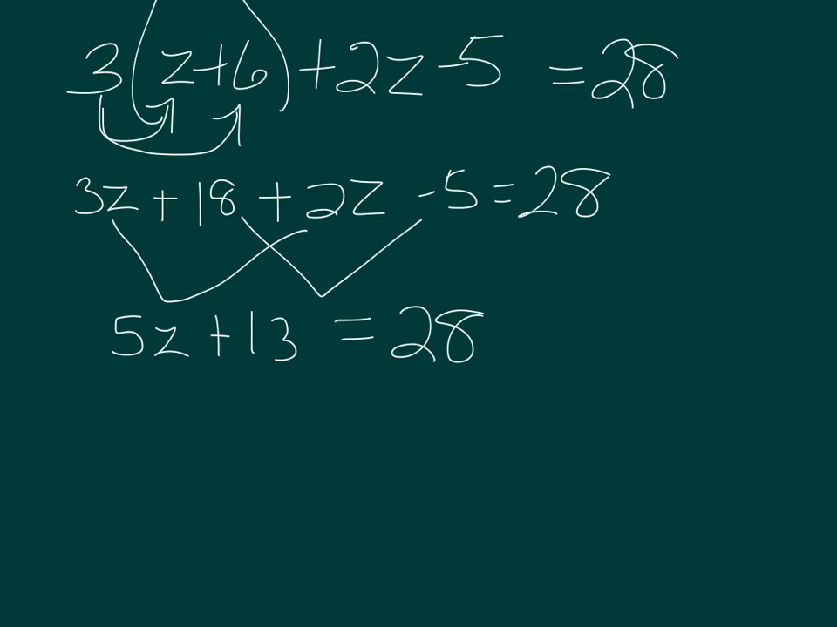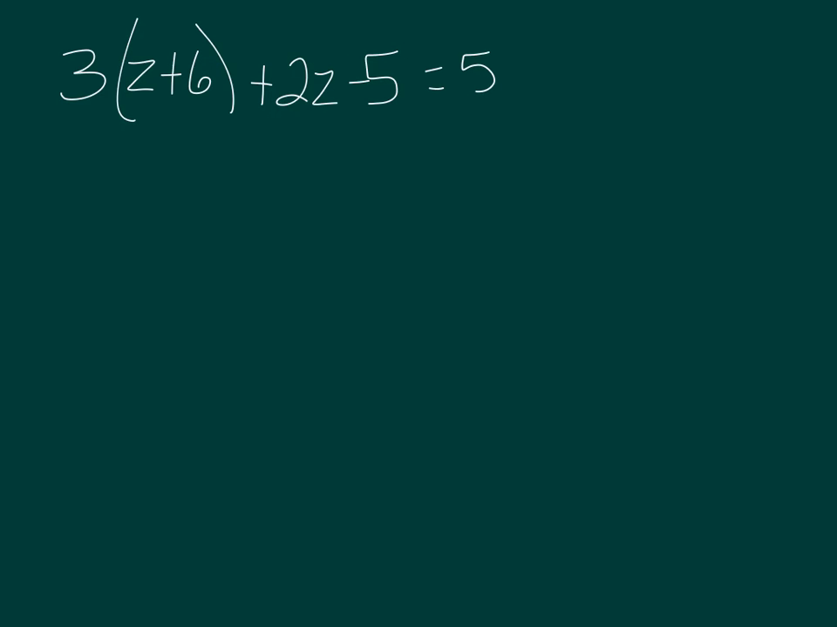Now, what if we had distribution on both sides of the equation? Well, let's look at it. We're going to have 3 times z plus 6 plus 2z minus 5 equals 5z plus 2 times 6 plus z. Wow! Looks like a lot of numbers, and it is. But if we follow step by step, we're going to be just fine.